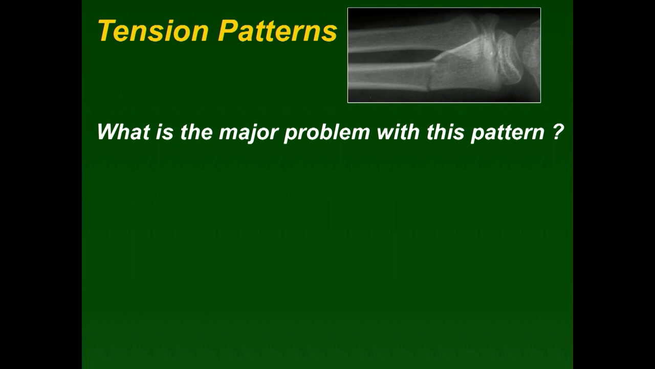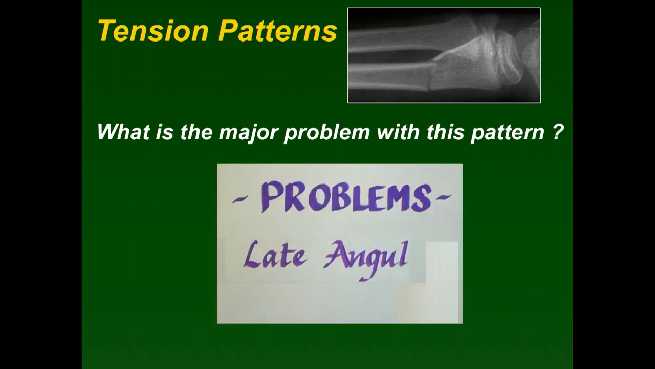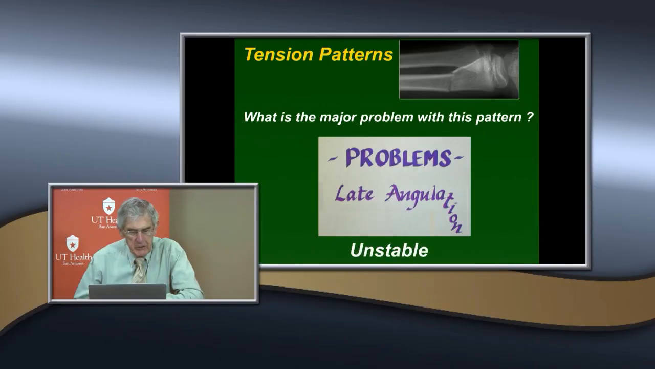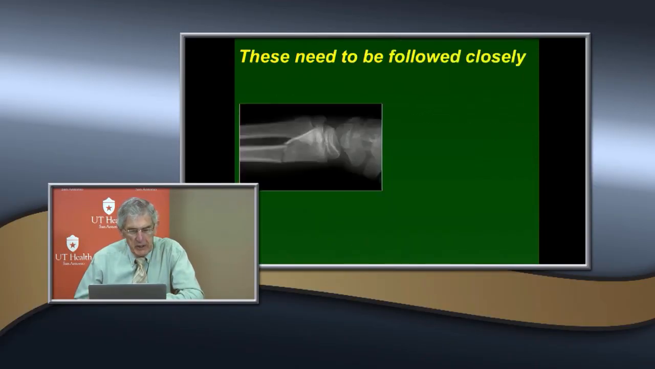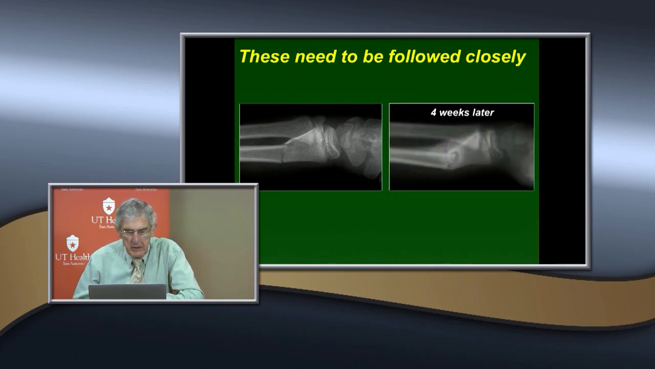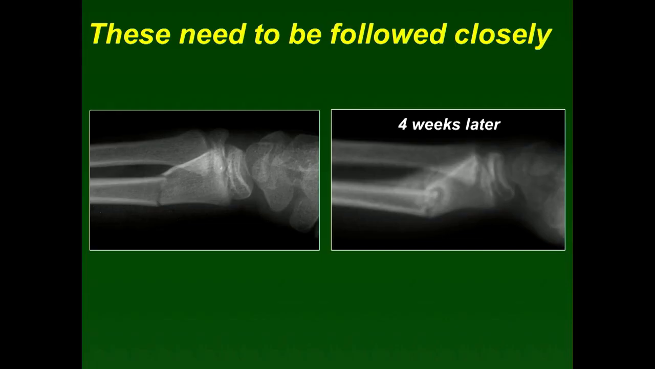Well, this one, the major problem with this pattern is they have lost that periosteum, and when the swelling goes down, they have a predisposition to late angulation. So they're kind of unstable, and they need to be followed closely. Here's this patient 4 weeks later. What are you going to do? Well, this will go ahead and remodel.